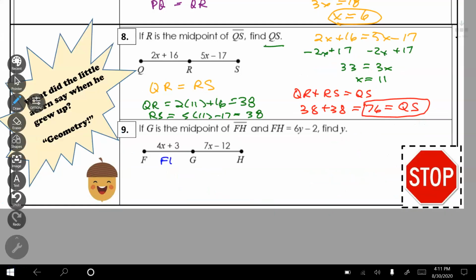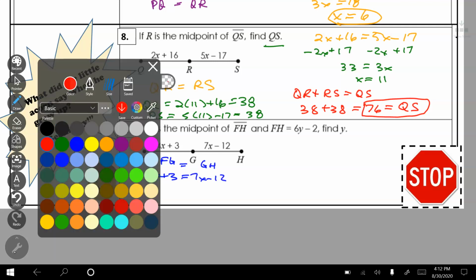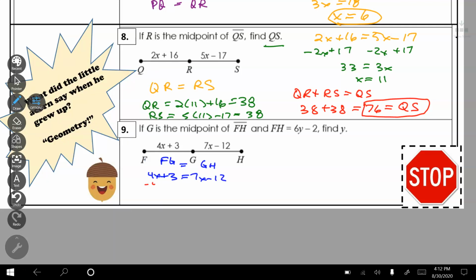So for this one, I know FG is equal to GH. So 4x plus 3 is equal to 7x minus 12. Do some fancy algebra by subtracting the 4x and adding the 12. And I get 15 is equal to 3x, or x is equal to 5. But then I have to find y.